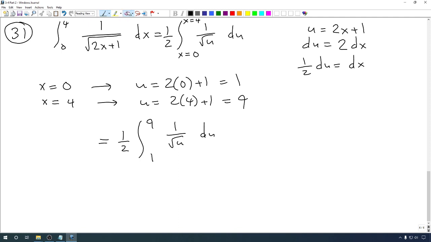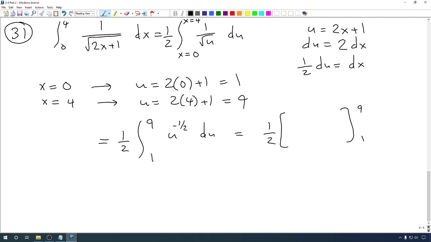Instead of rewriting this integral again, let's just turn the 1 over the square root of u into u to the negative 1/2 power, because we need to have it in terms of a power in order to find the antiderivative easily. So we have 1/2, we have all that stuff. Now what is our antiderivative?